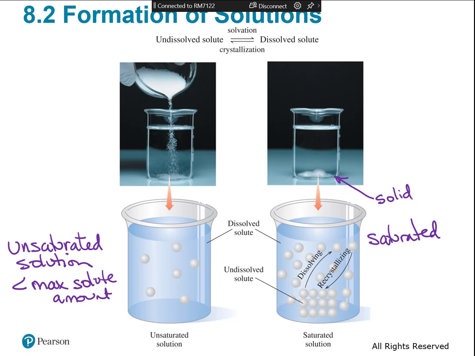So I made saturated solutions of sodium chloride, and all that I did was take a sample of water and add salt and stir it, and add salt and stir it, and add salt and stir it until it didn't dissolve anymore. Okay? And that's a saturated solution. So there's some solid that remains behind.